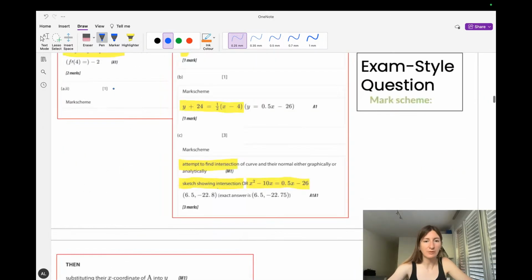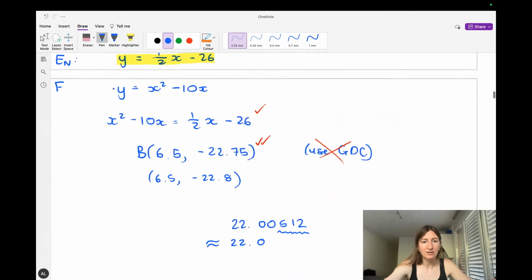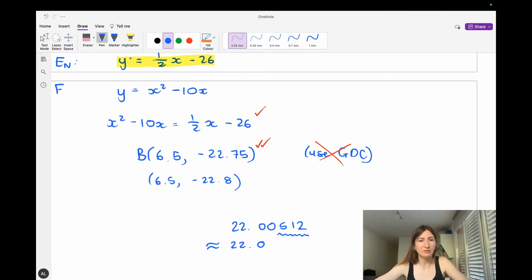So for example, sorry, I'm just answering a question in the chat that says, when do we need to put that we use the GDC? So in this question, I don't say I use the GDC, but I did write this to show that I know that I'm finding the intersection. So this shows the examiner I'm finding the intersection, and then I found it on my GDC. So we never have to say that.